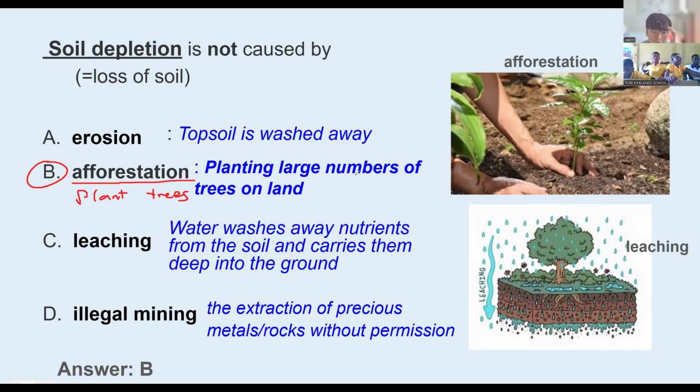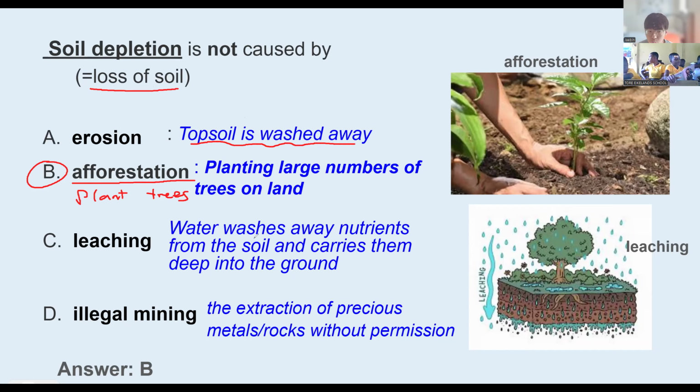So planting large numbers of trees on land actually is good for the soil. It does not cause soil depletion. Erosion is when topsoil is washed away. So the topsoil is being lost, so it is called soil depletion. It is a part of soil depletion.